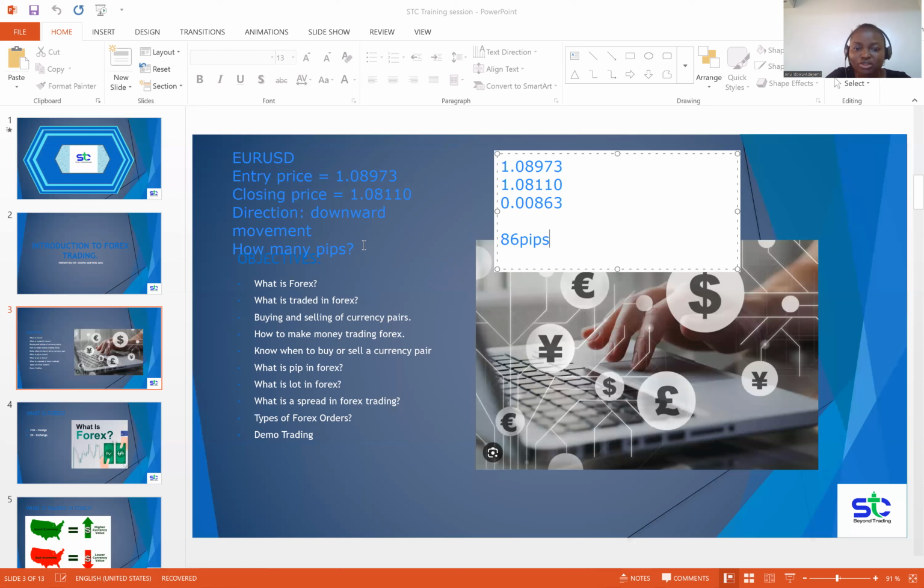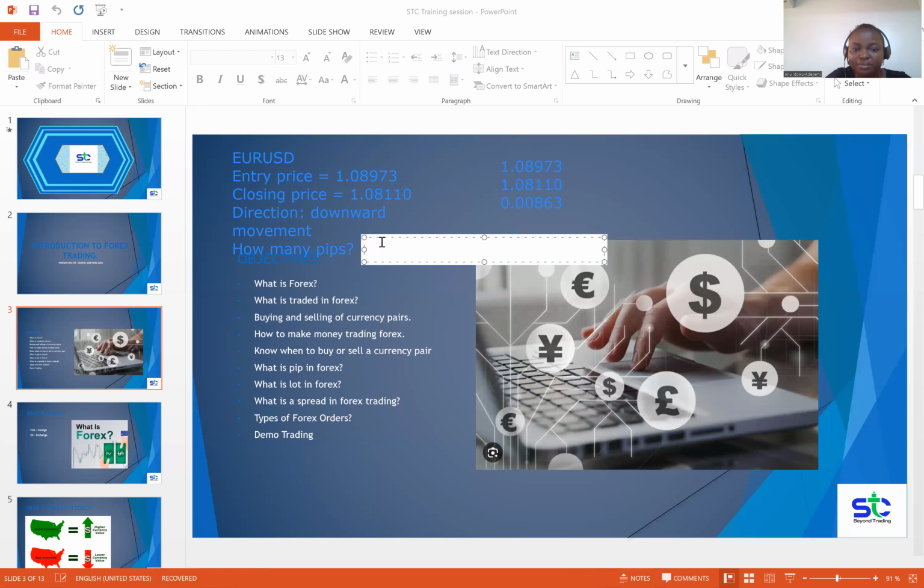So to answer the question, let's answer it here. How many pips has price moved? We have 86 pips. Okay, so this is to determine pips.